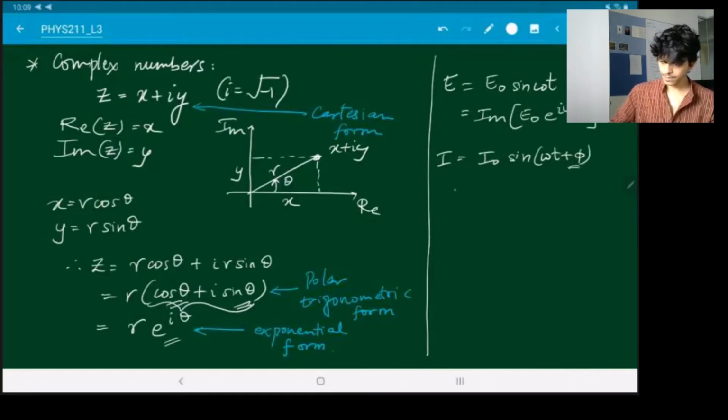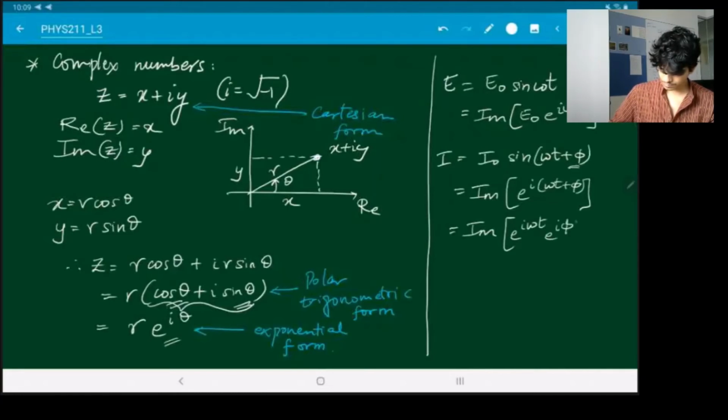So if this is my current, then I can write this in complex notation as the imaginary part of e to the power i(omega t plus phi). Or actually I can even split this further. So we are going to use this extensively. We will always write our voltages and currents in terms of complex numbers, and we'll see what advantage that gives us.